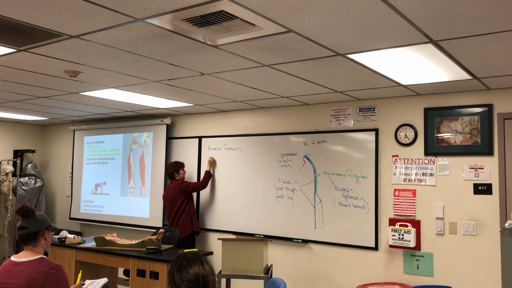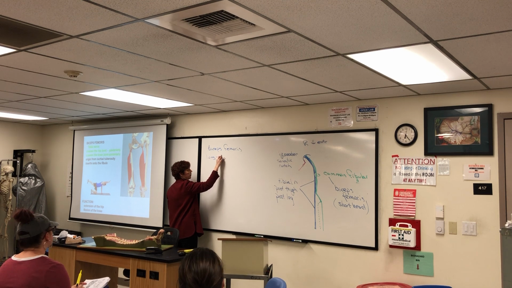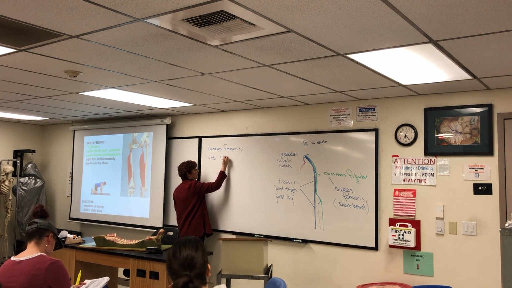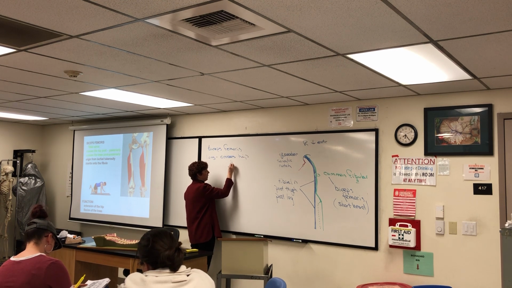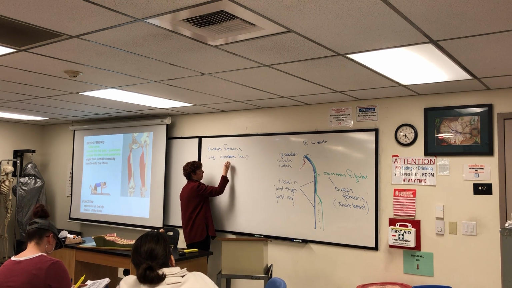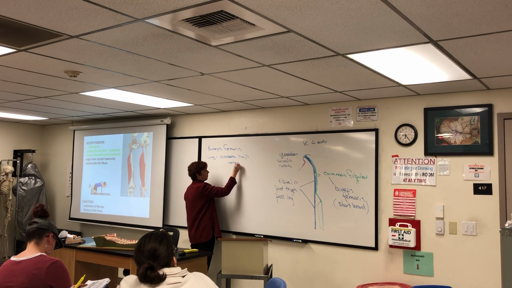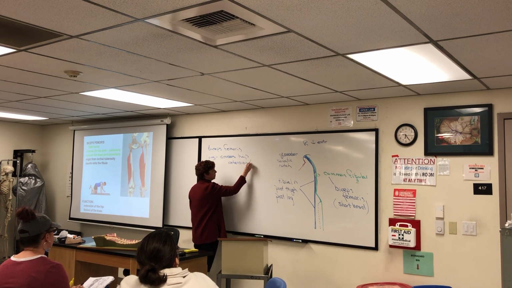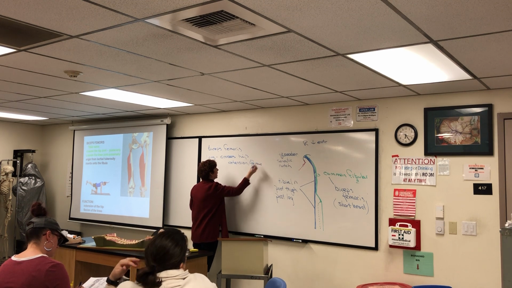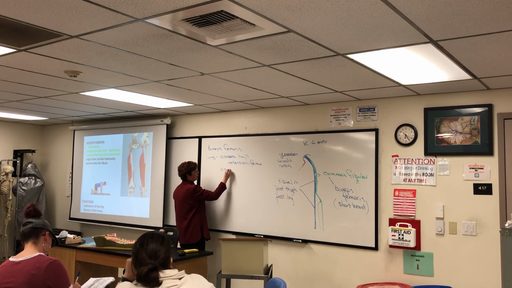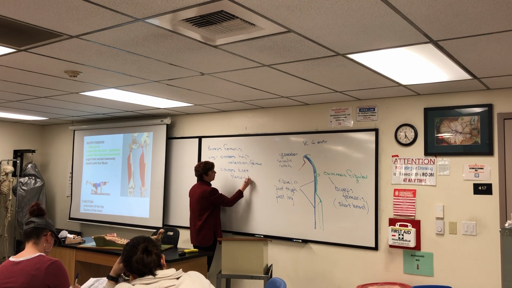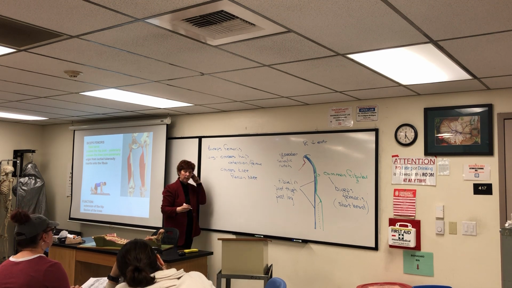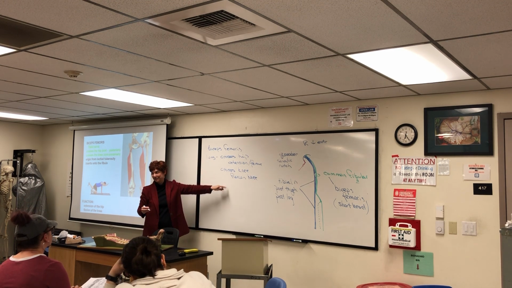So biceps femoris, long head, crosses two joints. Crosses the hip, where it does extension of the hip, extension of the femur. And it crosses the knee, where it's going to do flexion of the knee. Okay? Short head only crosses the knee.